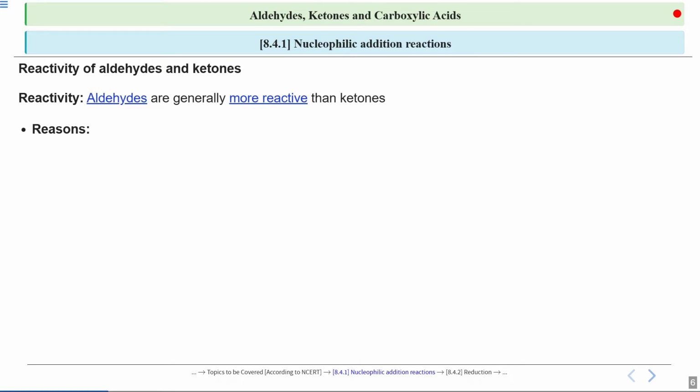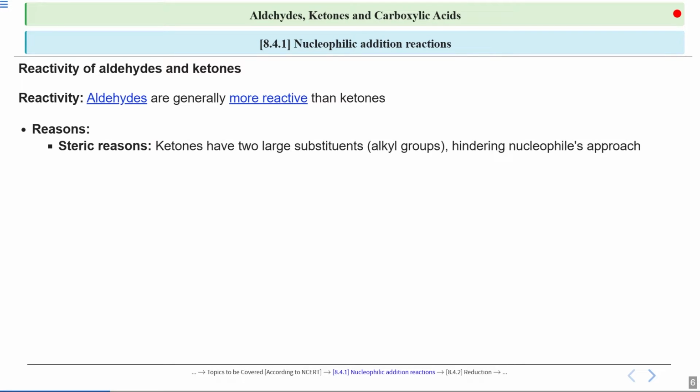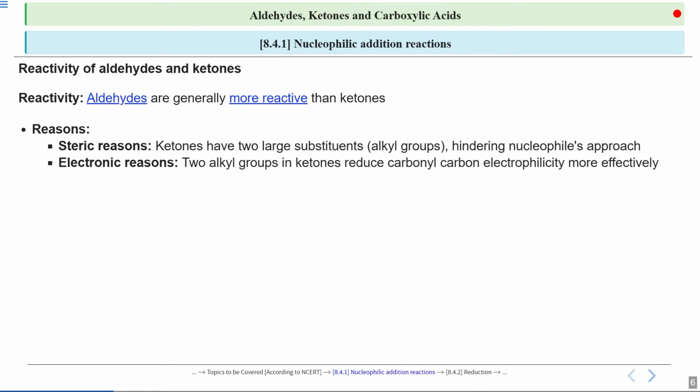Okay, so now we will one by one see the reasons. First is the steric reason. Ketones have two large alkyl groups attached to the carbonyl carbon. And we all know that in a ketone, there is a carbonyl carbon and both sides it is attached with an alkyl group. So because of these two large alkyl groups, it makes it harder for the nucleophile to approach and react with the carbonyl carbon. So one of the reasons is the steric hindrance.